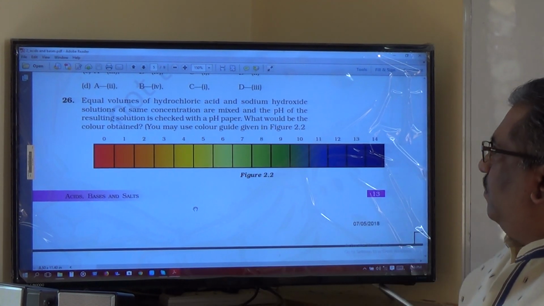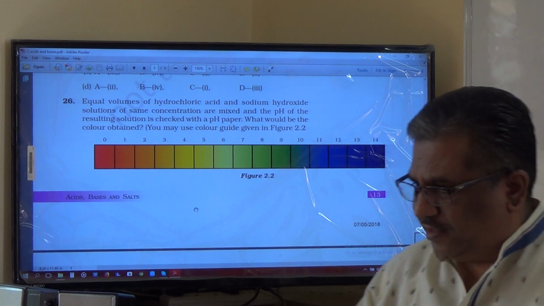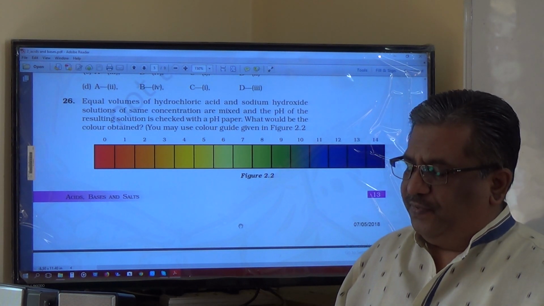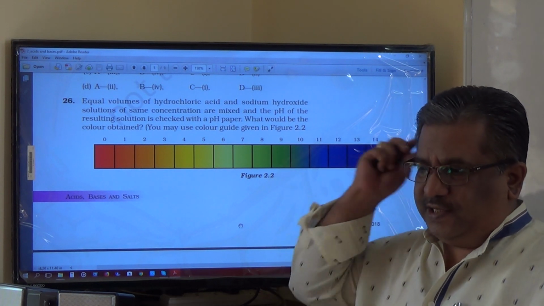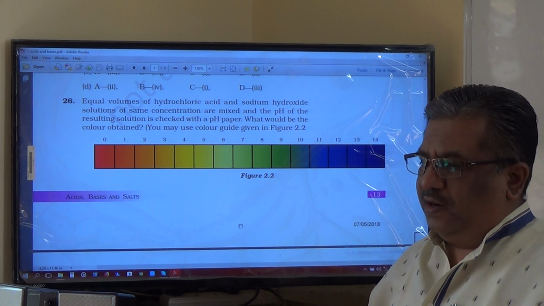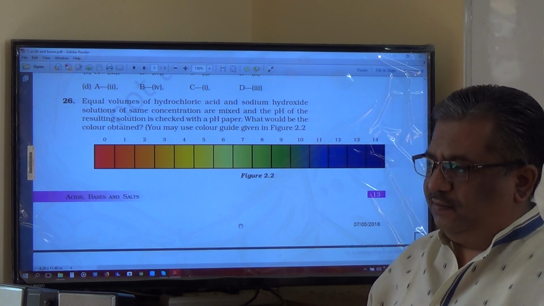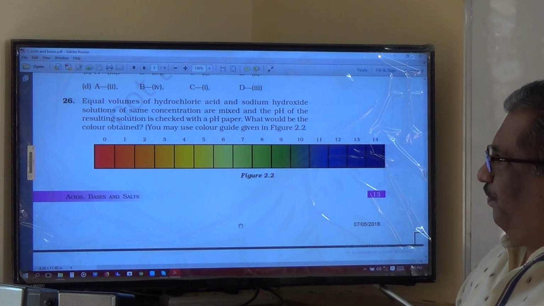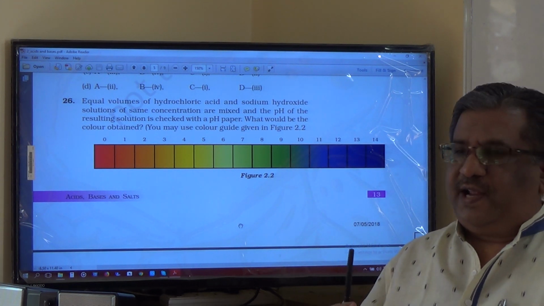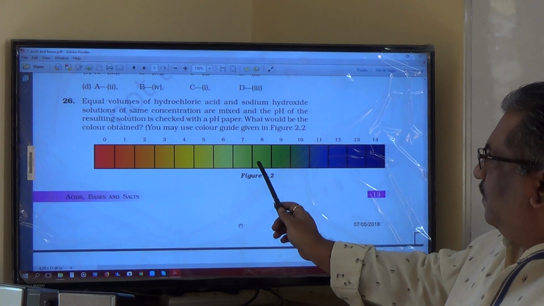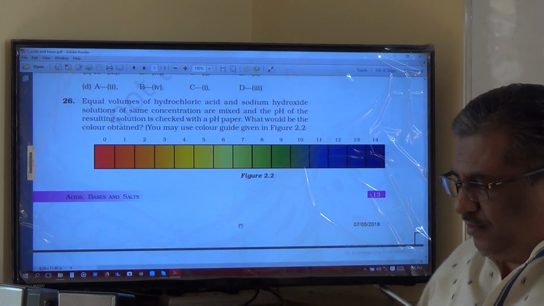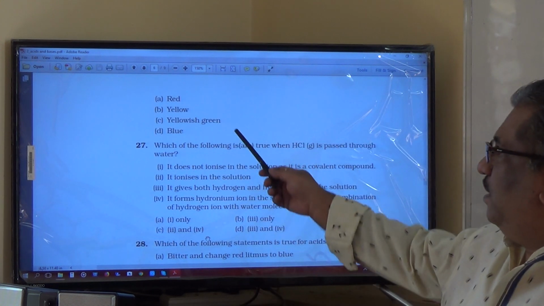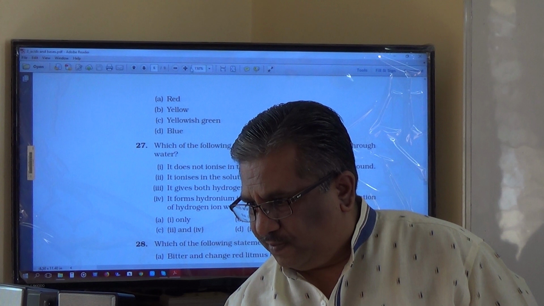Equal volumes of hydrochloric acid and sodium hydroxide solution are taken. Solutions of same concentration are mixed, and the pH of the resulting solution is checked with a pH paper. What would be the color obtained? Strong acid, strong base. It is going to be a neutralization reaction. I can find these 2 colors. What is this? Yellowish green. Let me check whether it is there or not. Yeah, answer C, yellowish green is the answer for this.